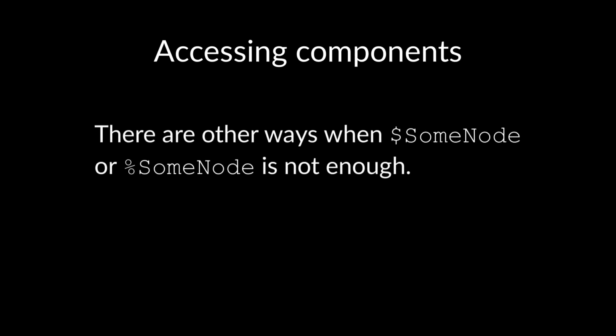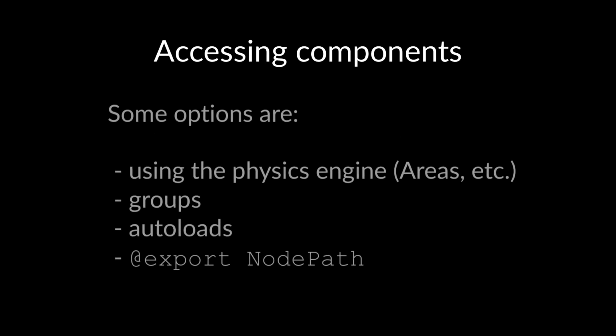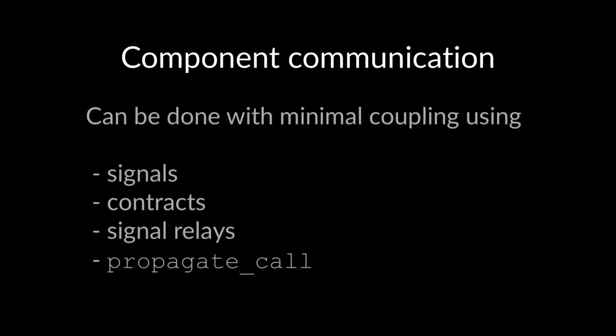We learned that there are ways in which we can access other components in order to communicate with them when hard-coded node paths are not enough, such as using the physics engine, groups, autoloads, or configurable node paths. And we learned that there are quite a few ways in which components can communicate without having to know a lot about each other, such as signals, contracts, signal relays, or propagated calls.